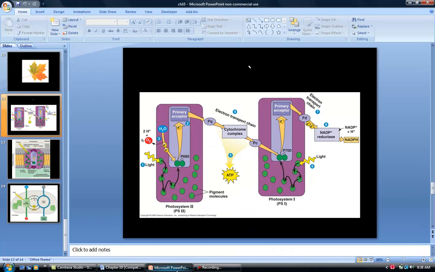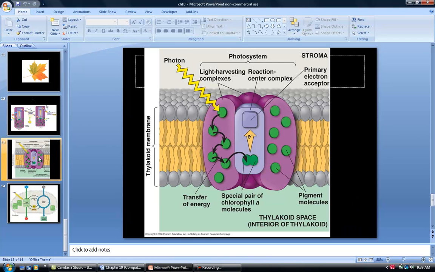Okay, so if we look over here, actually, let's look at this one. Here's our primary photo event. You've got the photon of light coming, and it's exciting all of these electrons, okay? And so what's going to happen is when it excites this one, it's going to excite this one, and so on and so on. So it's going to get passed around.